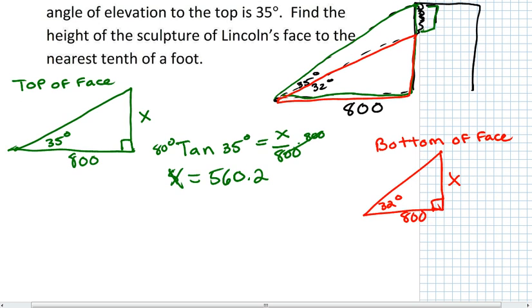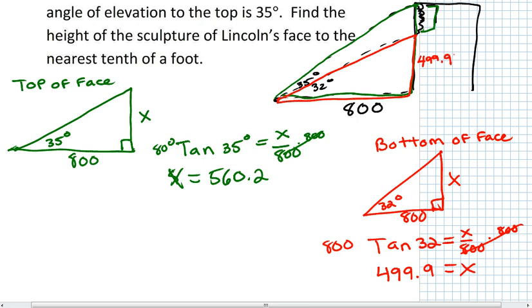So if you do tangent 32 equals x over 800, then multiply by 800, you get 499.9 approximately. So to the bottom of the face is 499.9. To the top of the face here, it's 560.2. So basically, you want to know how big the sculpture is.